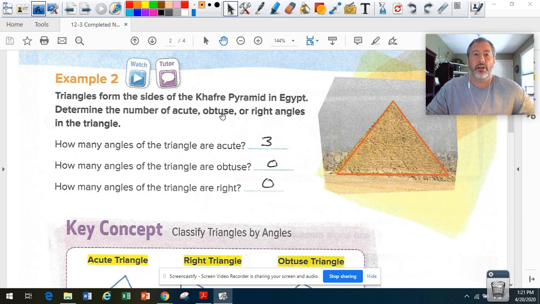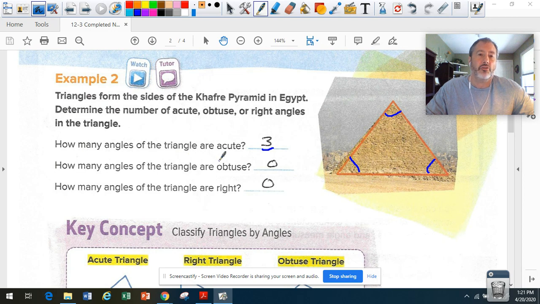Obtuse means it's greater than 90 degrees. And right angles mean it's equal to 90 degrees. So if we do take a look here, how many angles of the triangle are acute? Well, all of these angles in here look like they are less than 90 degrees. So there are three acute angles here. This is acute angle 1, acute angle 2, acute angle 3.